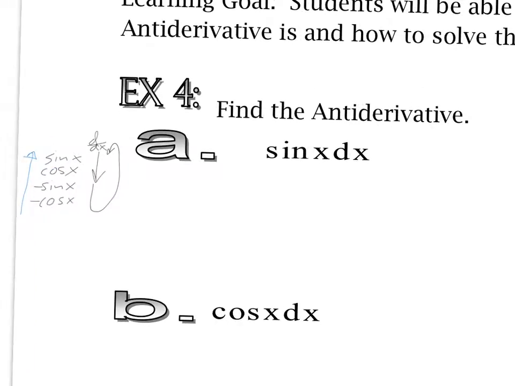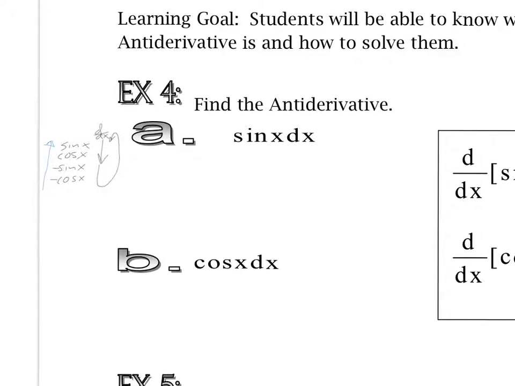So let's take a look at sine x. The derivative of sine x is cosine x, but we want the antiderivative. So the antiderivative would be negative cosine x. So the antiderivative is negative cosine x plus some constant. Pretty straightforward. Go ahead and try B on your own. Pause the video, give it a shot.